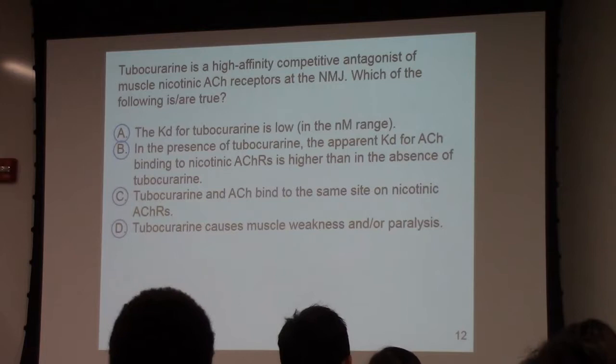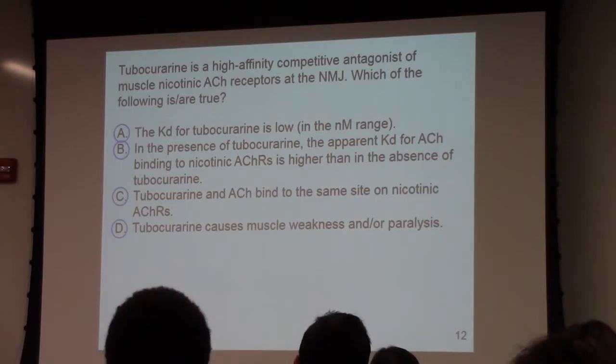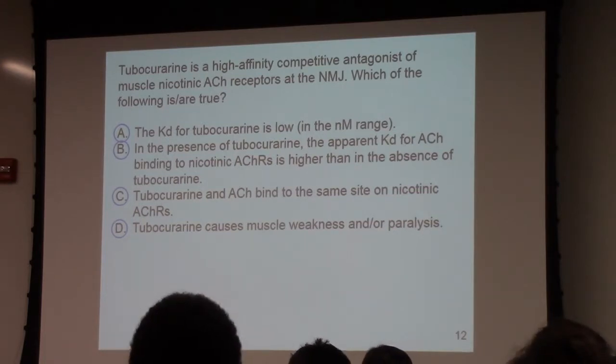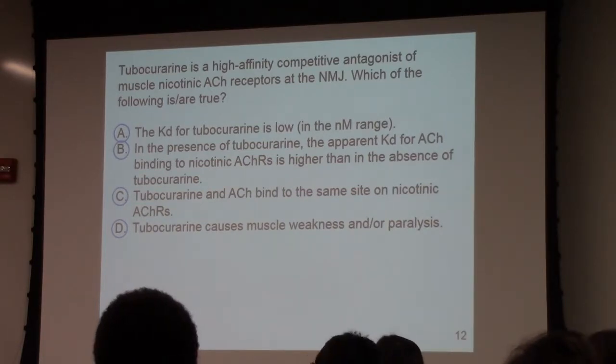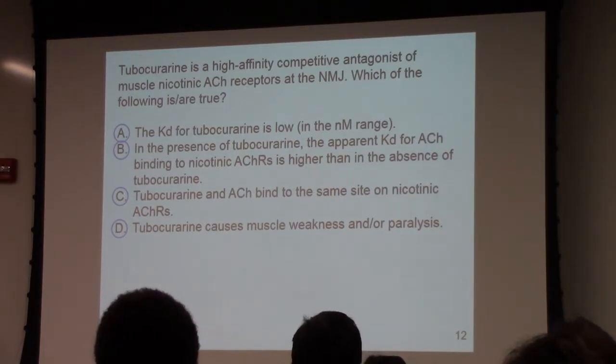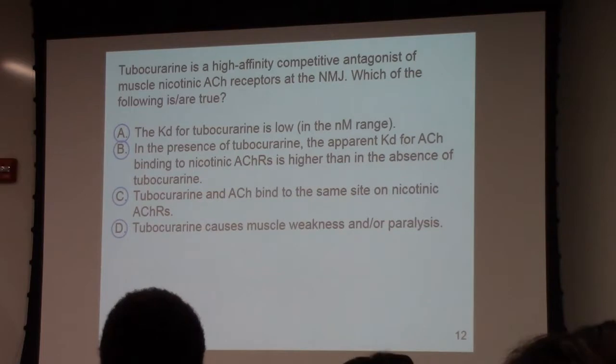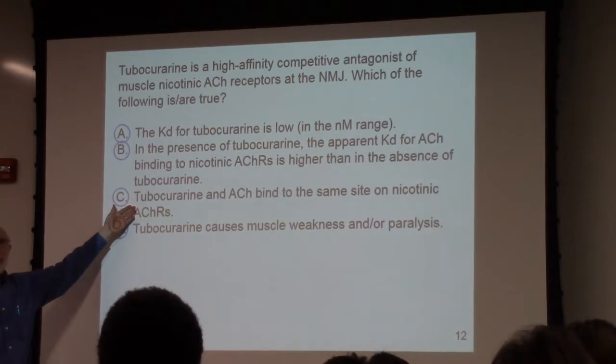I think they're all right. So let's go through them. A high affinity means a low KD. Competition means that in the presence of the competitive antagonist, the apparent KD is higher, but the apparent max is unchanged. That's the definition of competition. So you have to relearn by next Tuesday what a competitive versus a non-competitive inhibitor does to a receptor. This is competition. They bind to the same site.